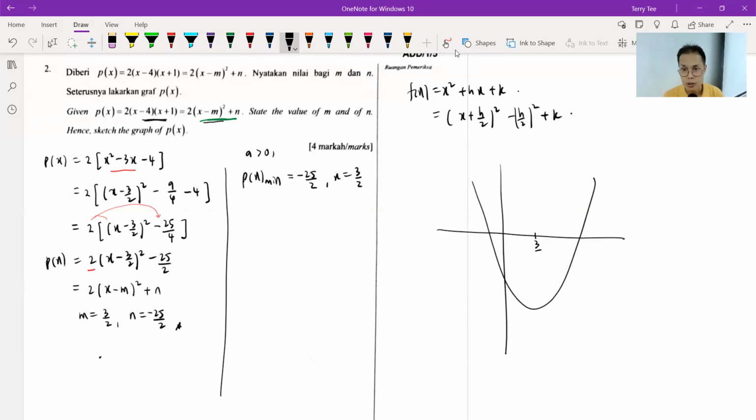This is your 3 over 2. This is your negative 25 over 2. Notice it does cut the x-axis at 2 points here, right? It may cut the y-axis as well. It does cut the y-axis. We define the y-intercept as well.